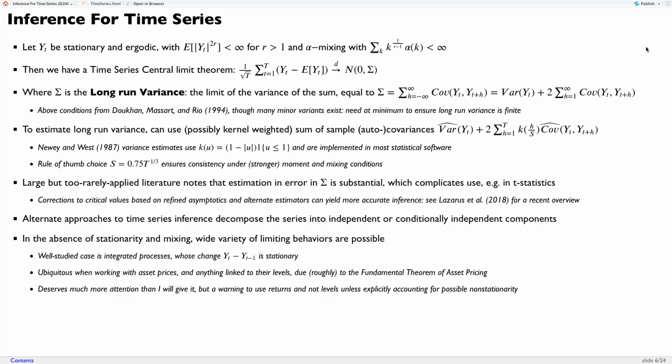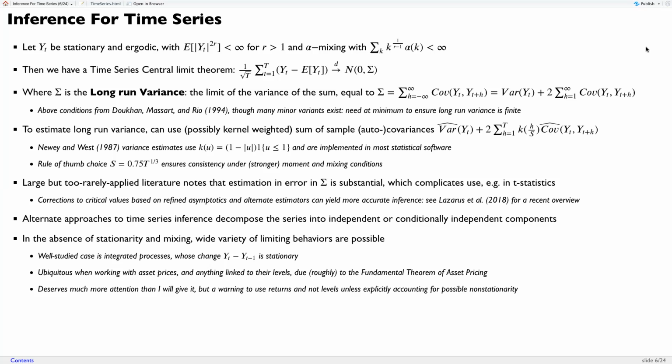So inference. Suppose we have a stationary and ergodic series, Y_t, and it has 2r moments, so the expectation of Y to the 2r is finite for some r greater than 1, and it's alpha mixing with some bound on the sum of the alpha mixing coefficients. So these are summable, with the product decaying like 1 over k^(r-1), so this is just decaying to 0 at a particular speed, polynomially fast depending on the existence of moments. Then you get a central limit theorem for the time series. So the sample average, centered at the mean and scaled by square root T, converges in distribution to a normal. And this is the nice thing that you would expect from IID data.